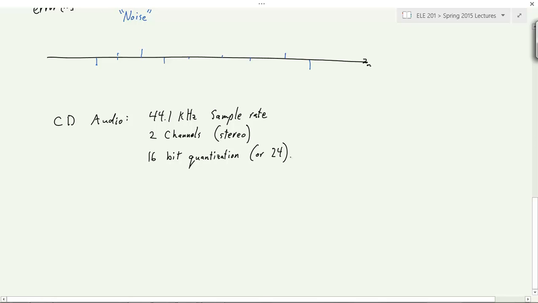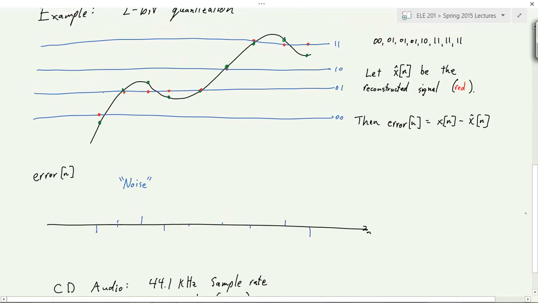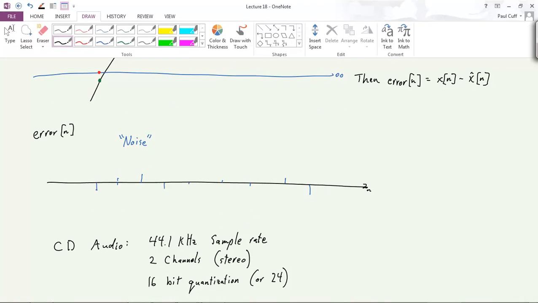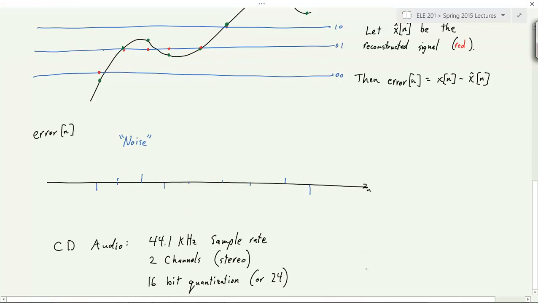Okay. Now 16-bit quantization is how many different levels? So, we said 2-bit quantization gave us 4 levels. 16 bits is going to give us 2 to the 16. So that's quite a few levels. 2 to the 16 is 65,000. So that's how many quantization points we get to round to.